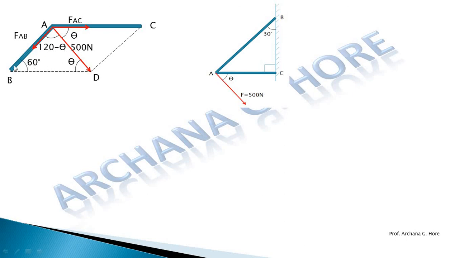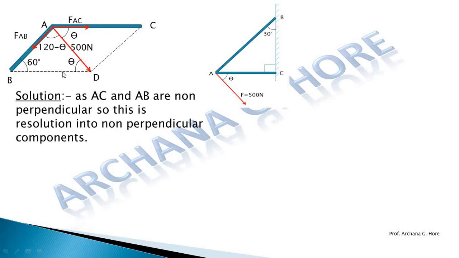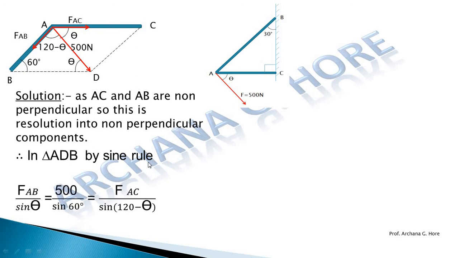And this must be equal to 60, since the sum of the three angles of a triangle is 180. Now apply the sine rule here. This is parallel to this one, so this side is nothing but FAC. So in triangle ADB, by the sine rule, FAB upon sine of theta equals 500 divided by sine 60, equals FAC upon sine of 120 minus theta.